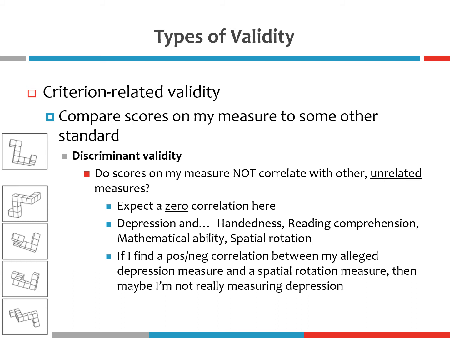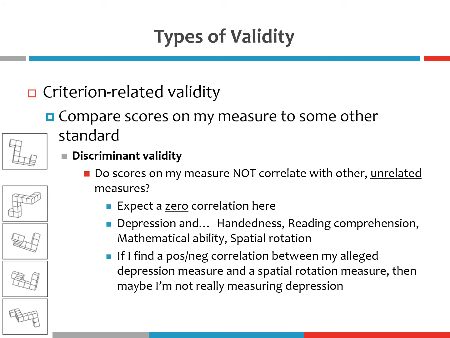So regardless of whether we found a positive or negative correlation between our alleged depression questionnaire and a spatial rotation measure, that would indicate to us that we're looking at something other than depression, or that our measurement instrument wasn't actually measuring depression, but maybe some generalized intelligence or some sort of higher level cognitive ability rather than depression. Okay?